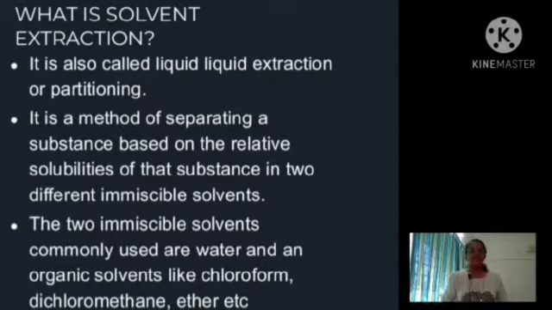Solvent extraction is otherwise termed as liquid-liquid extraction or partitioning. Again, it is a method of separating a substance or components from a mixture based on the relative solubility of those components in two different immiscible solvents. Immiscible solvents are those solvents that, when mixed together, form separate layers. A commonly used immiscible pair is water and an organic solvent, because when water and any organic solvent are mixed together, they form separate layers. Commonly used organic solvents can be dichloromethane, chloroform, ether, or benzene, etc.